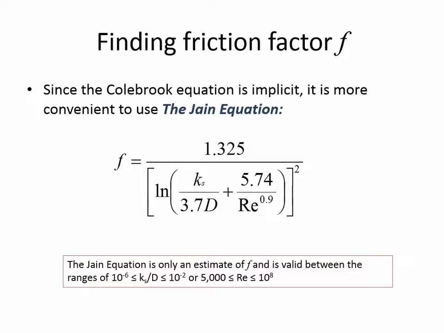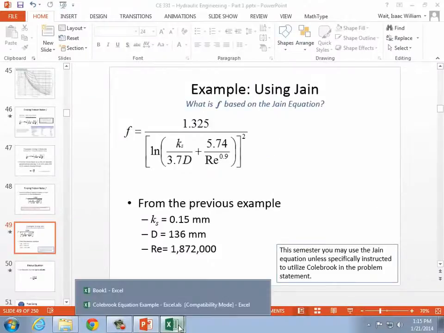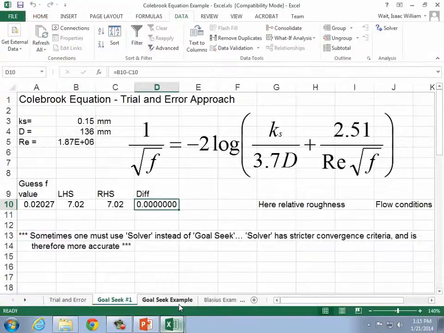So you have to be above 5,000 and less than 10 to the 8th for the Jain equation to be valid. This semester, you can use the Jain equation unless I specifically tell you to use Colebrook. I might give you a quiz or an exam question where I want to see if you can do the Colebrook equation, but unless I tell you you have to use Colebrook, you can use this simpler Jain approach. So let's have an example of using the Jain equation. For the same conditions from the previous example, we found what the f value was with Colebrook. We'll see how different they are. It'll be an interesting comparison.